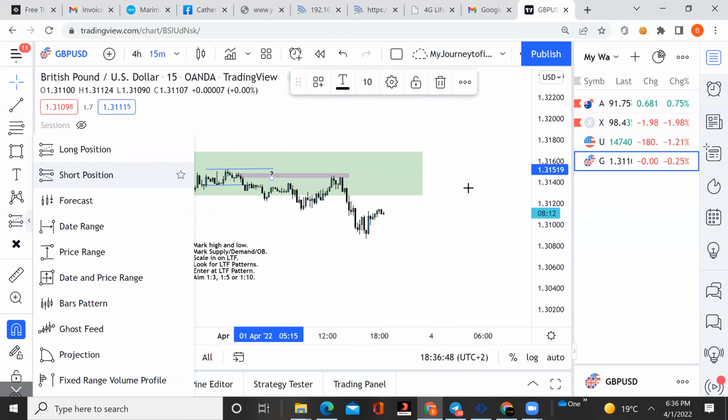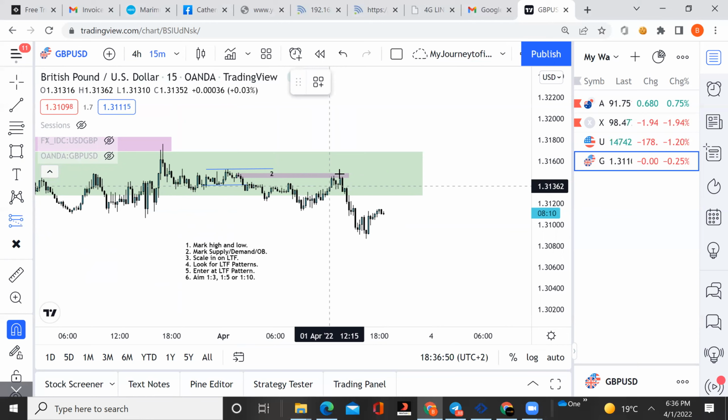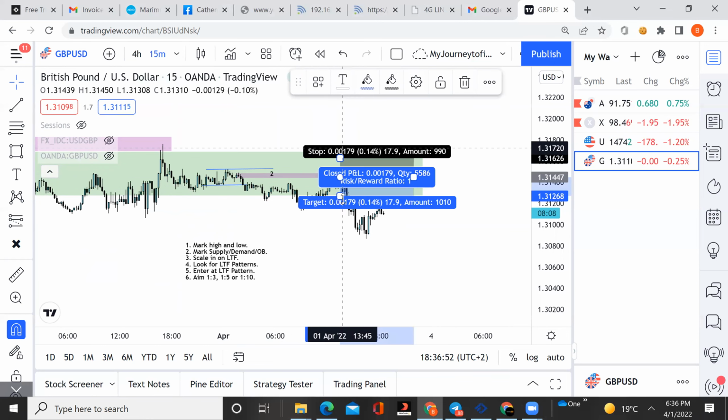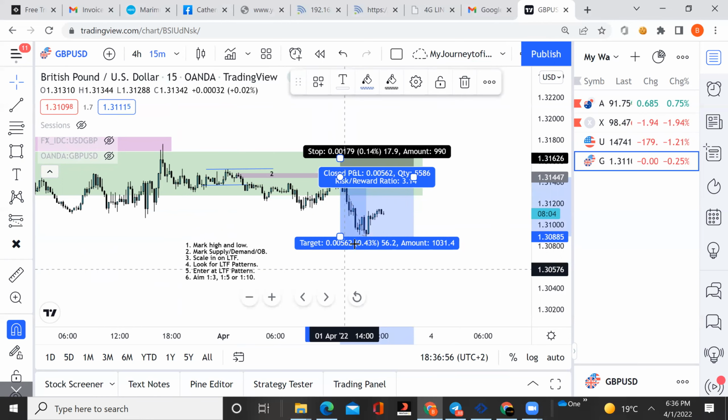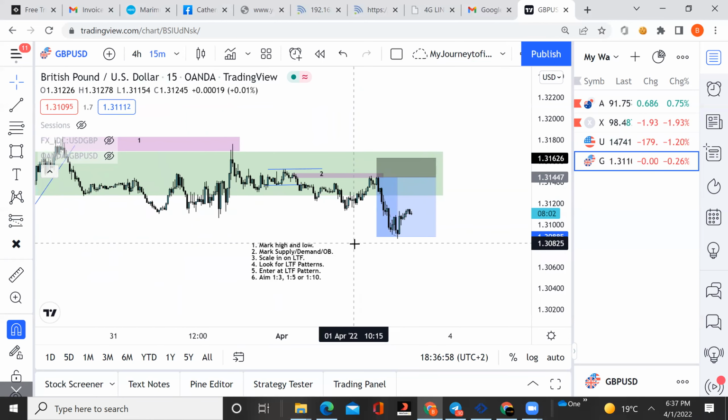Then what you do is you take a short position here. Stop loss above the order block. Aim 1:3, 1:5, 1:10. And as you can see, you would have won this trade comfortably.